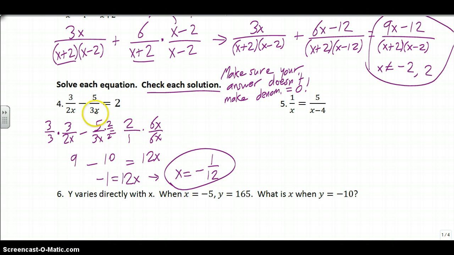Quick check to make sure that won't make our denominator 0. Well, the only thing that will make that 0 is 0 itself, so we are good.